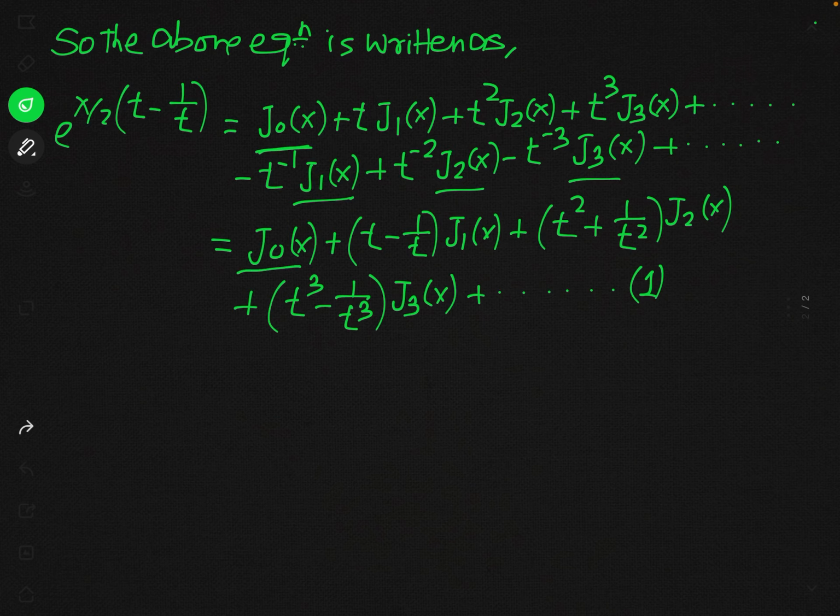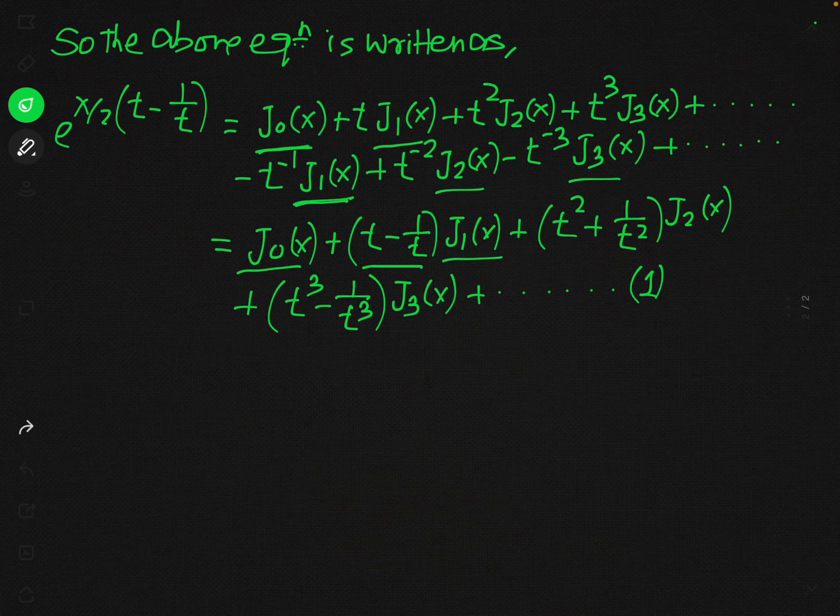Now you can see there are two terms in which J1 of x is contained. The first one is t J1 of x and the second one is minus t raised to the power minus 1 J1 of x. If we take J1 of x as a common factor, the remaining term will be simply t minus t raised to the power minus 1, and t raised to the power minus 1 can be written as 1 over t. So the term is (t minus 1 over t) J1 of x.